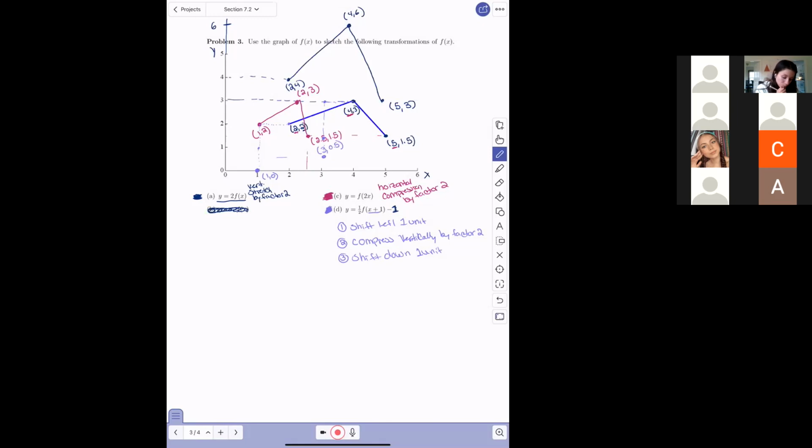In this last point, we again shift left once, so our x value changes, and divide our y value by 2. 1.5 divided by 2 is about 0.75, so it's just above here. And then subtract 1, so it's at negative 0.25. So this is the point 4, negative 0.25. Our last graph looks like that. Any questions with that shifting and scaling? Okay, moving on then.